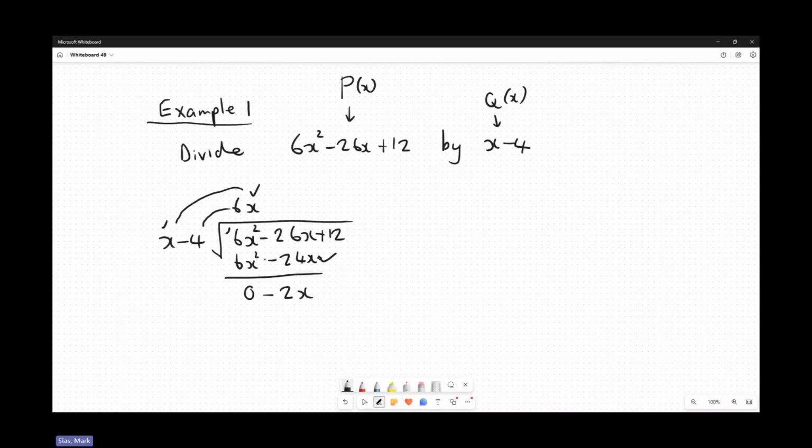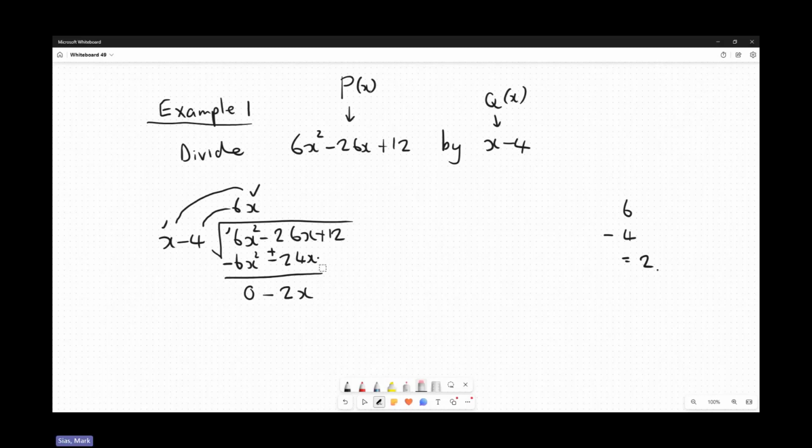Okay? So when I subtract, if I say to you, there is 6 and 4, and I say subtract 4, you say, okay, equal to 2. So I'm subtracting this part here that I'm ticking off. I'm subtracting, so there'll be a sign change now. 6x squared minus 6x squared is 0, and minus 26x plus 24x gives me minus 2x. Right? That's what happened there.